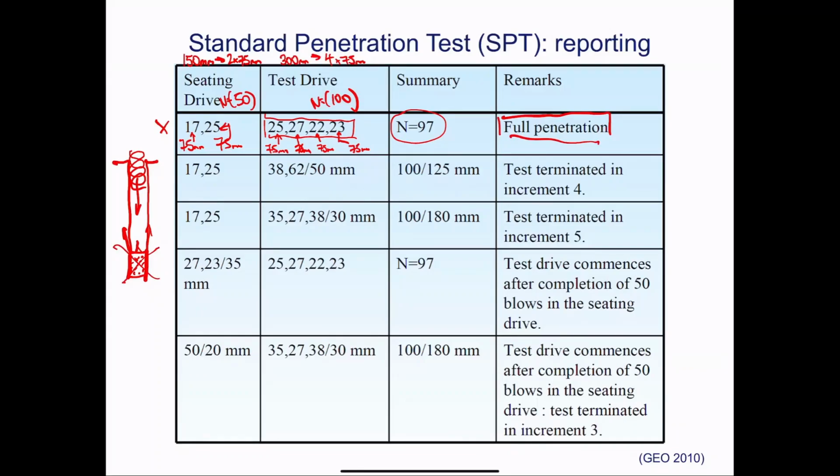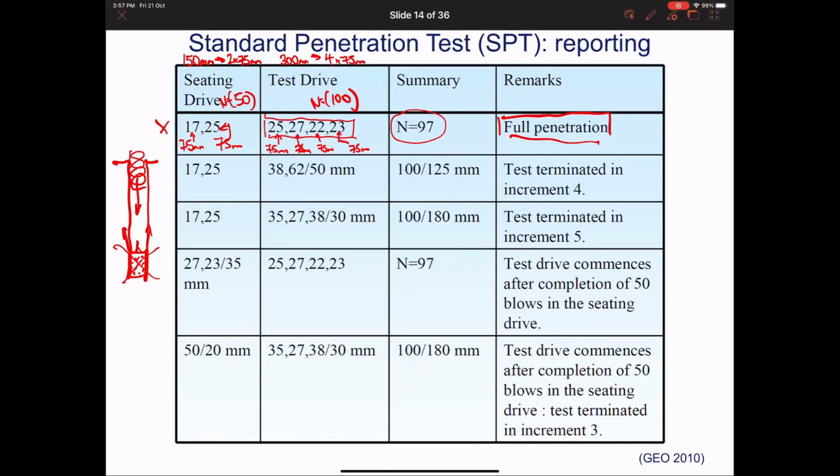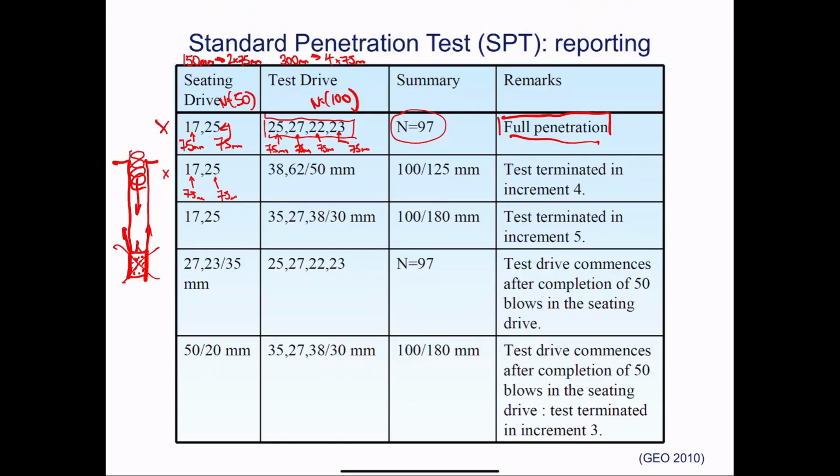Let's take a look at the next example together. So again, you have the same situation as the first case. For the first 75 mm, you took 17 blows, and for the next 75 mm for the seeding drive, it only required 25 blows. So exactly the same as the first case. And then you know that you can move on to the test drive.